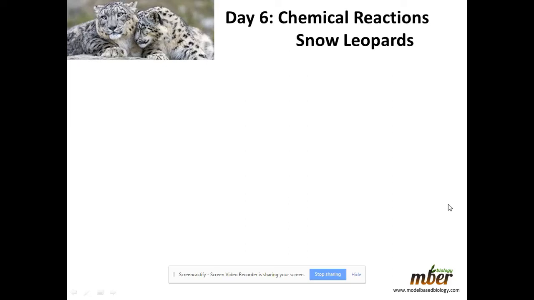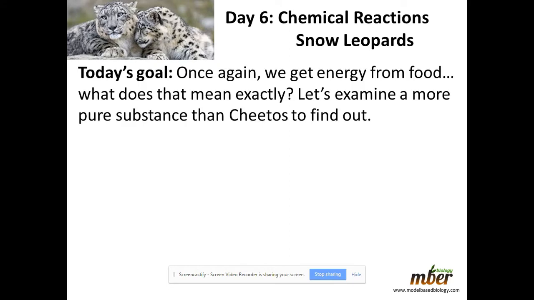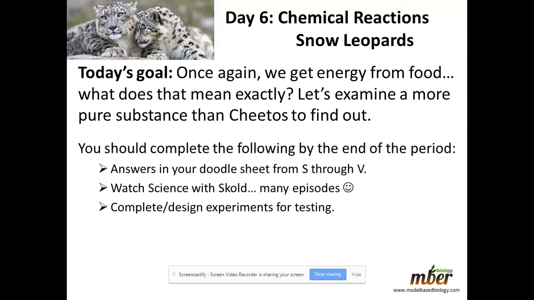Okay, snow leopards, here we are, day 6, looking at chemical reactions. Our goal is to once again ask, how do we get energy from food? What does that mean exactly? We're going to examine a more pure substance than Cheetos to find this out. You're going to complete the following by the end of the period.